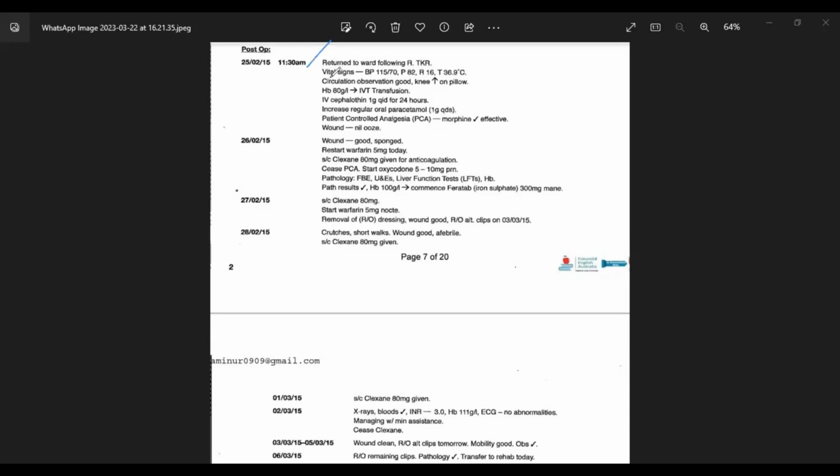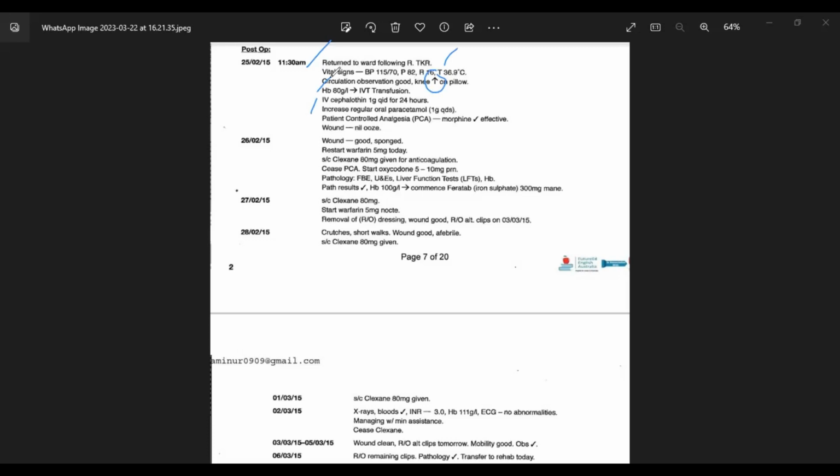the surgery. His vital signs, blood pressure, pulse rate, temperature, they all are normal. Circulation was fine. And in order to improve the circulation, we have to have the pillow. His HB, hemoglobin, was low. Therefore, we have given an IV transfusion. Then these are some medications that you prescribe in the hospital, some painkillers maybe, right?